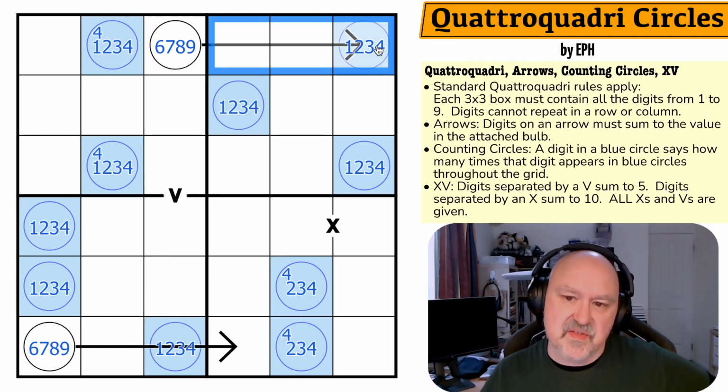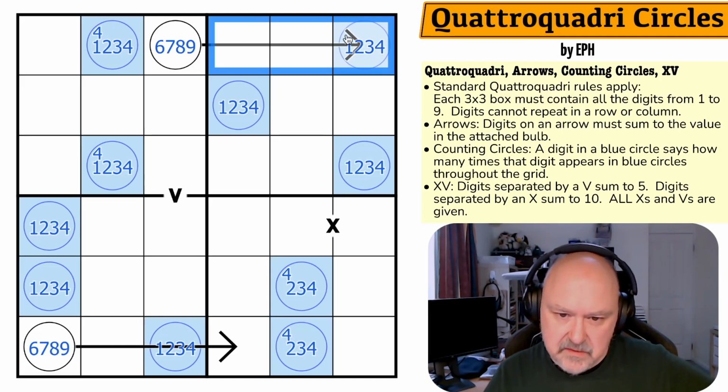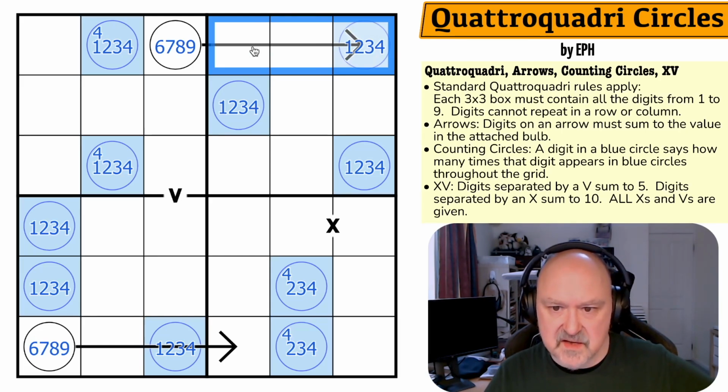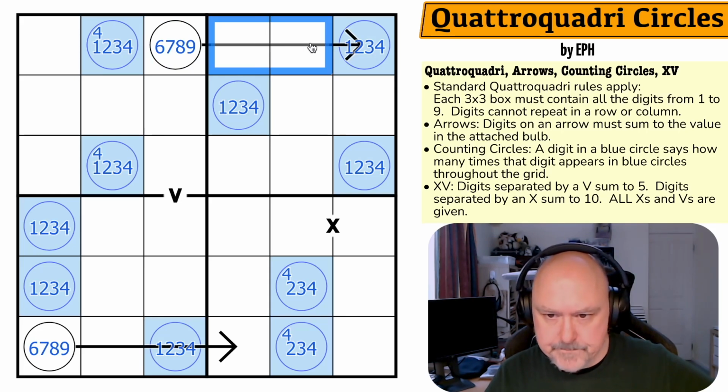if there wasn't another digit from 1, 2, 3, 4 on this arrow, then this would be 156. And the minimum it could be, it'd be 156, and this would have to sum to 11. So there must be another blue digit in here. But there can only be one more. So this can't be 2, 3, 4. There must be a 1 on this arrow.